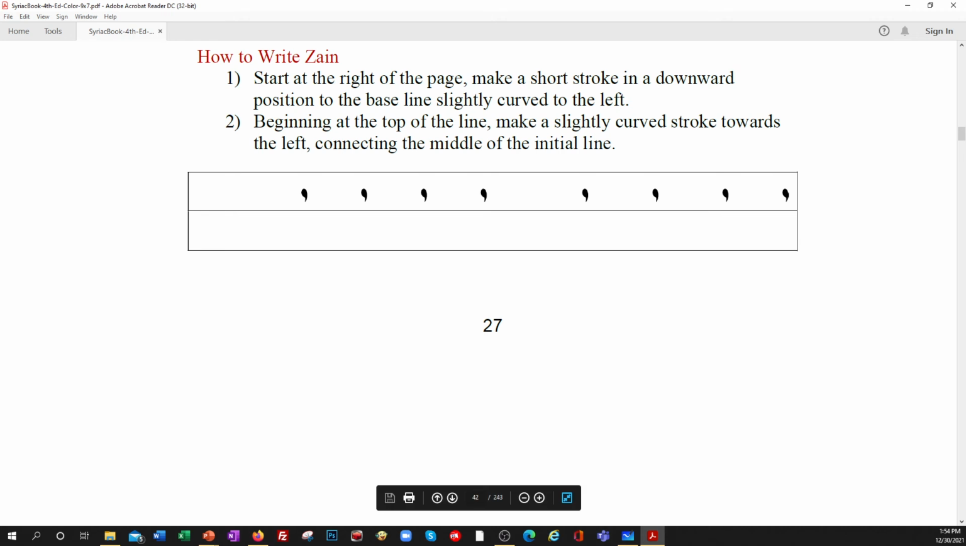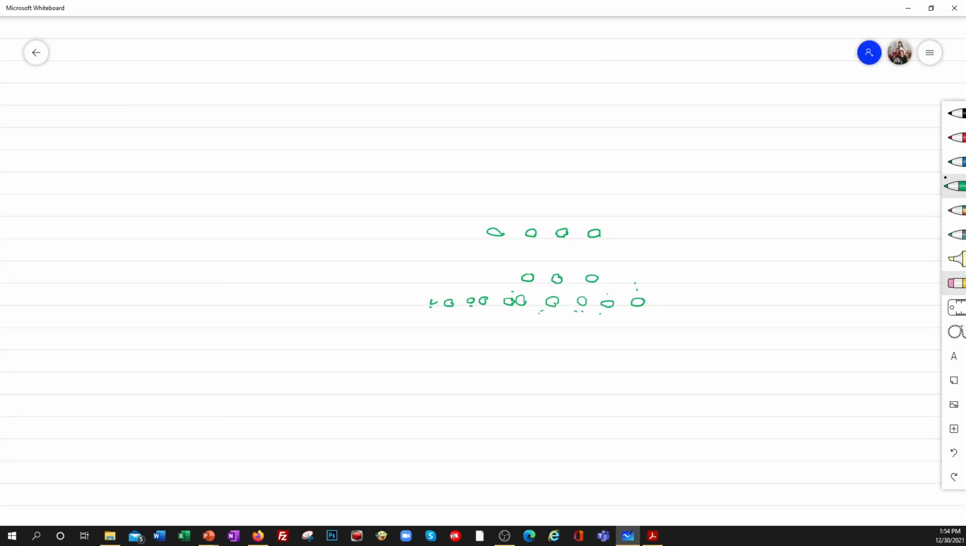I'm going to switch the board and write the zain and also the vowel with zain. It looks like a comma, and half of it is above the line like this one, or sometimes it's going to be under the line, doesn't matter. It looks like a comma in English.